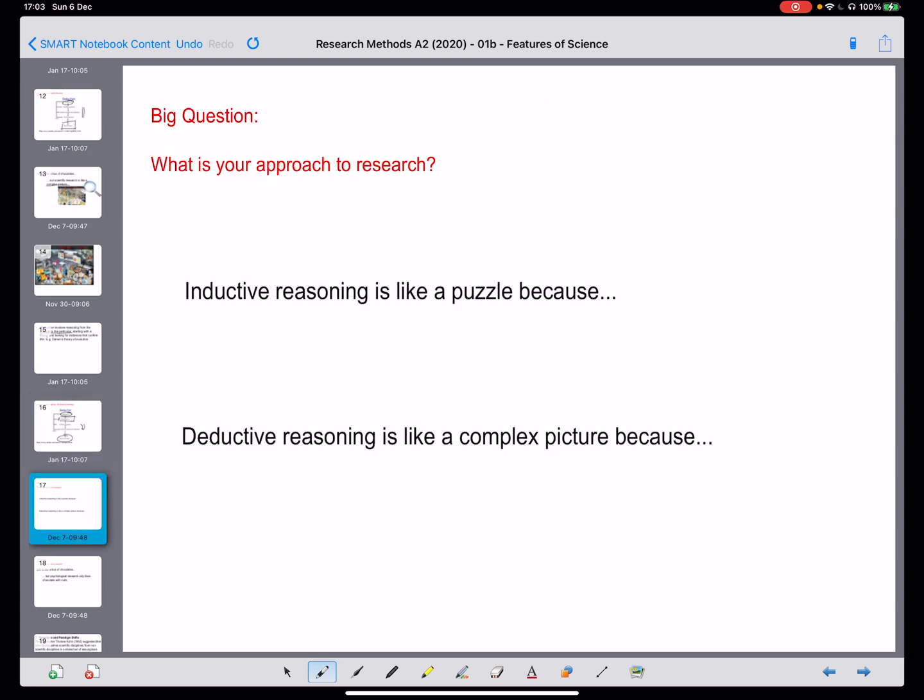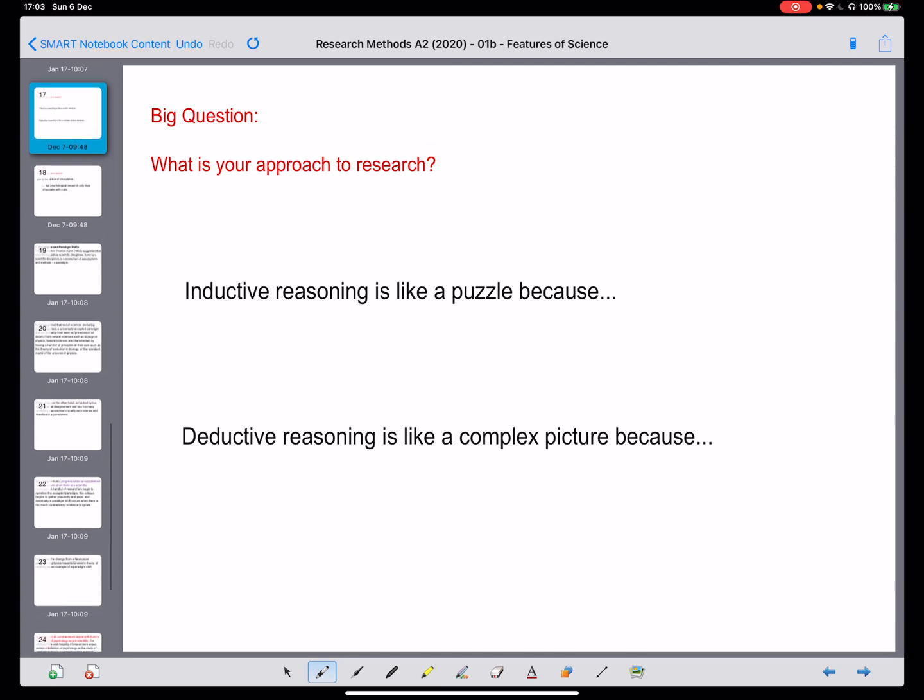Now, that could go back to our original question: how would you approach research? Would you use an inductive process or a deductive process? Are you more like solving a puzzle, or are you more like understanding a complex picture? Now, of course, this is scientific reasoning. Do psychologists fit into this? Well, it's harder to say. I'd say Freud potentially used a deductive reasoning process, knowing about his theory of the mind and then finding examples to help him explain it.